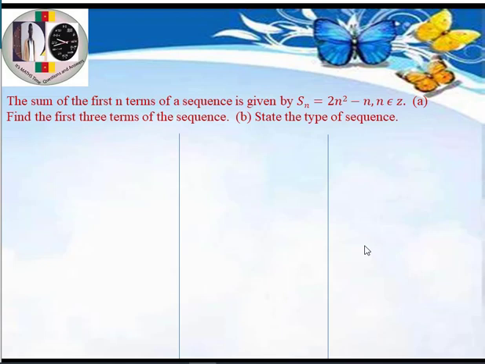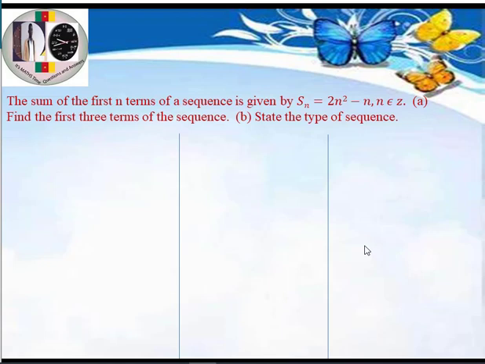This question talks about sequences and series, and it says that the sum of the first n terms of a sequence is given by Sn equals 2n squared minus n, where n belongs to a set of integers. A. Find the first three terms of the sequence, and B. State the type of sequence.